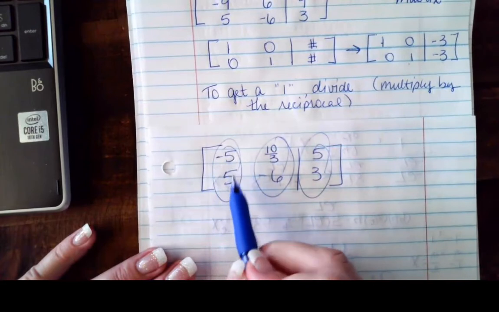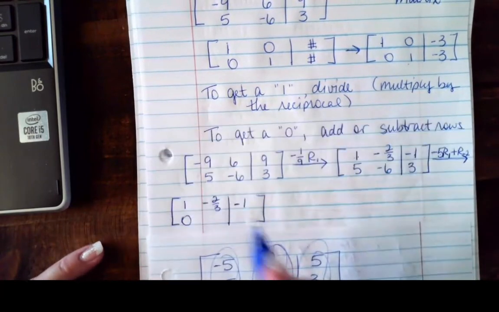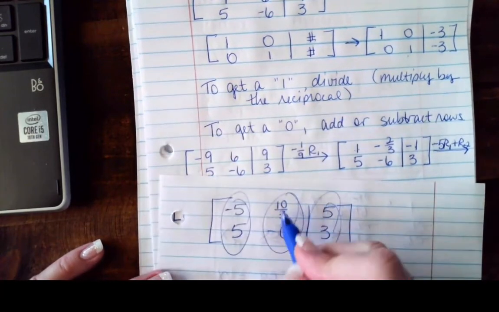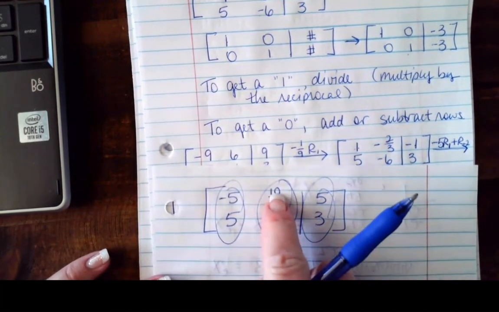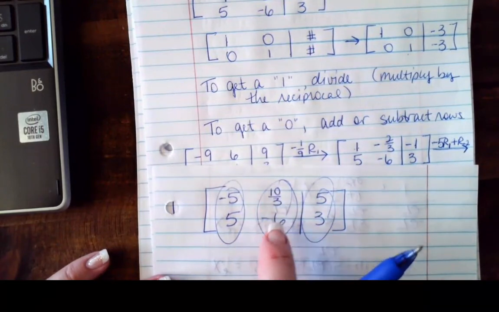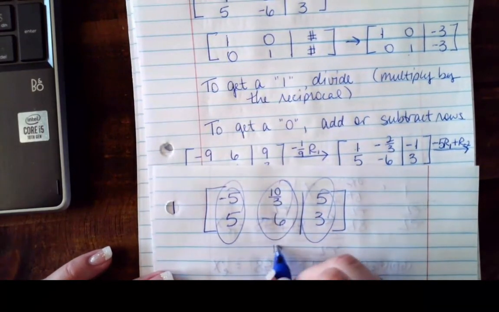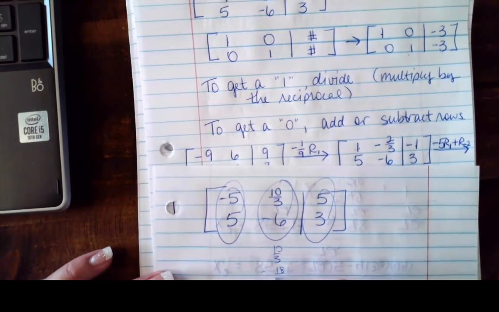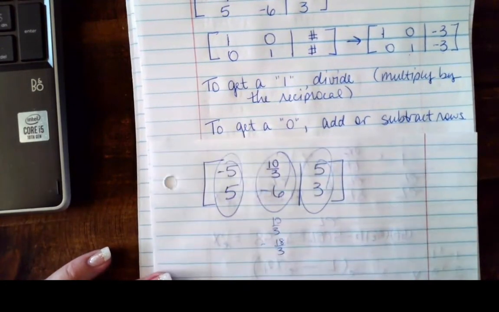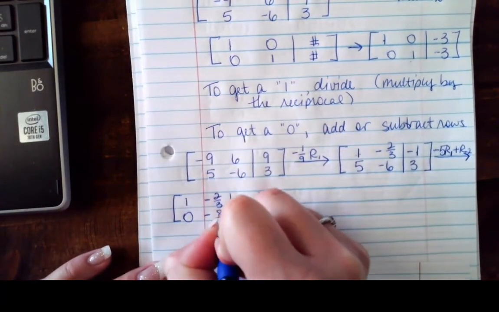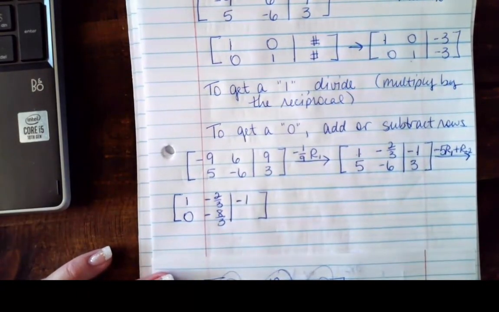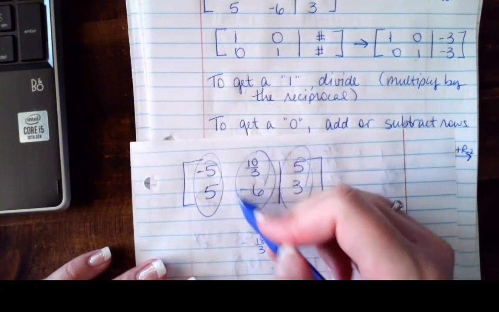So -5 plus 5 is 0. Here, I've got a 10/3, so negative 5 times negative 2/3 is 10/3. So 10/3 plus negative 6, that's going to be 18/3. Okay, so 10/3 minus 18/3 is going to be what? Negative 8/3. Okay, negative 8/3. So this becomes a negative 8/3. So all I did was add this in my head.